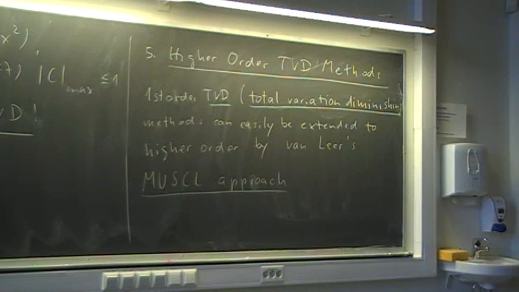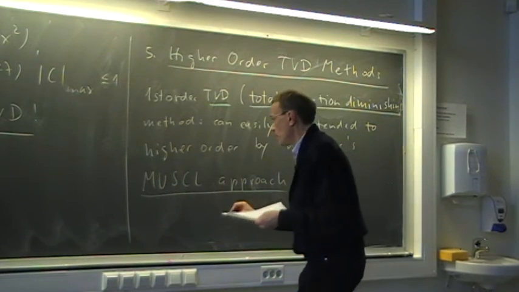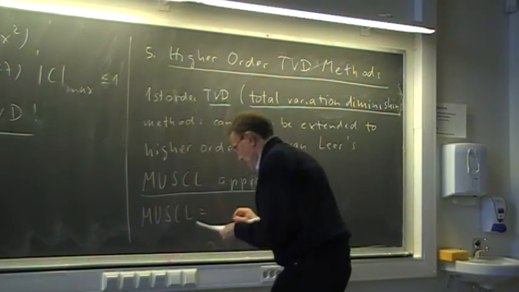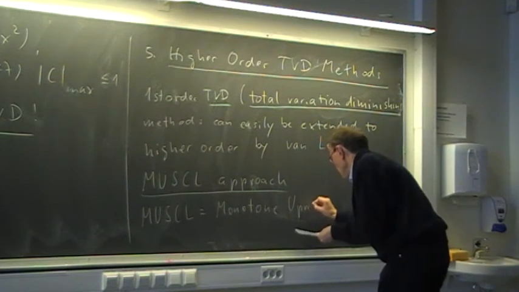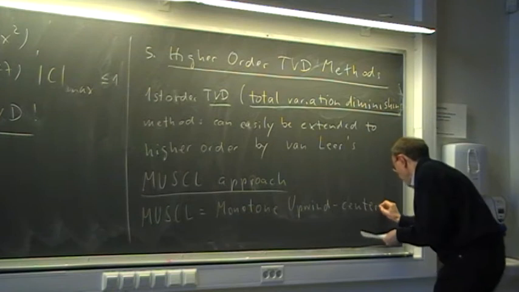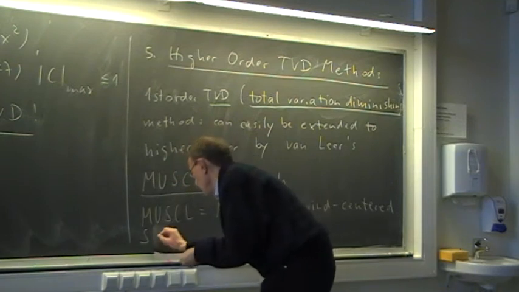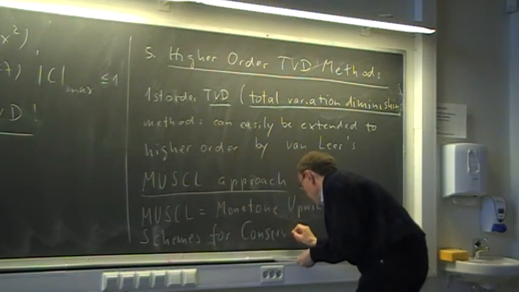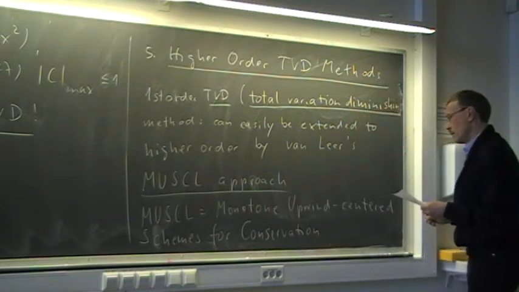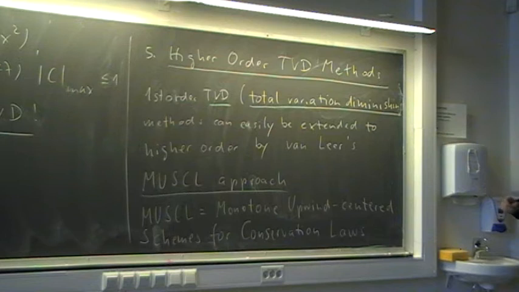He did that when he was at the University of Leiden in the Netherlands. Now he has been for quite some time at the University of Michigan in the United States. And this acronym that he chose means the following. So MUSCL means monotone upwind centered schemes for conservation laws. And the idea is actually coming from finite volume method.